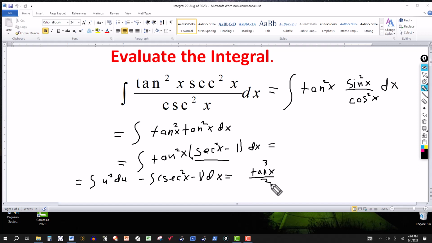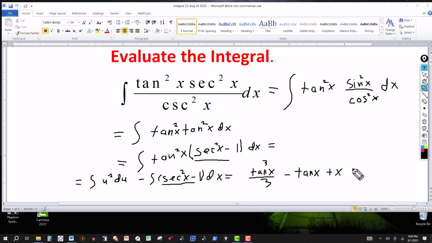over 3. Now we go to this one here. We want the integral of secant squared x. Well, the derivative of tangent is secant squared. So breaking this up into two integrals, because of the minus here, this will be minus tangent of x. And then we got the minus here and a minus 1. That becomes a plus 1. So the integral of 1 with respect to x is x.